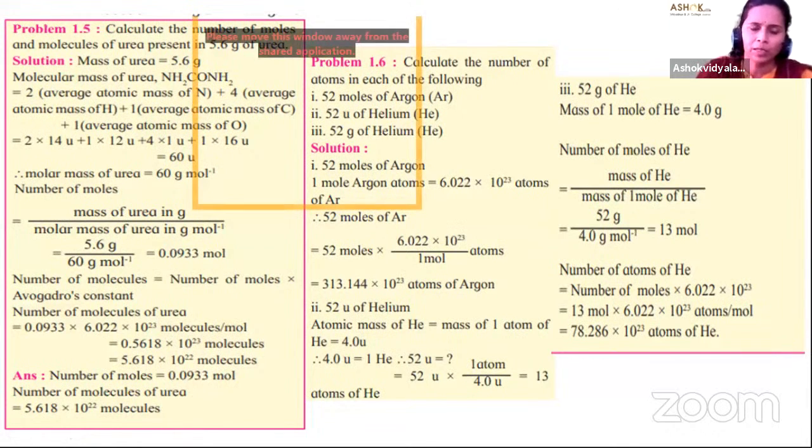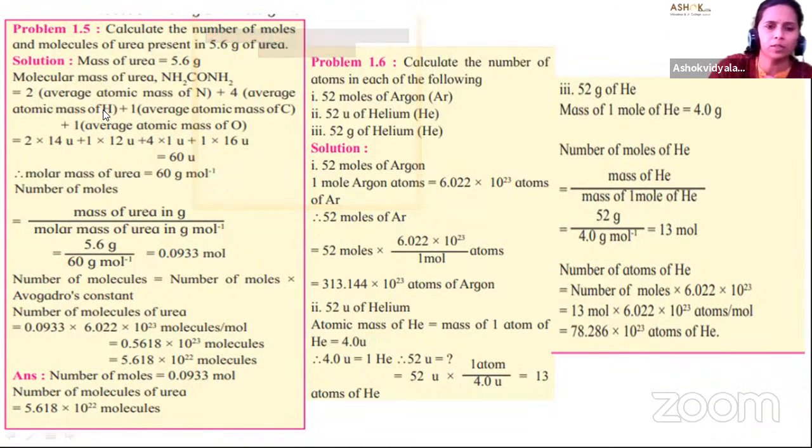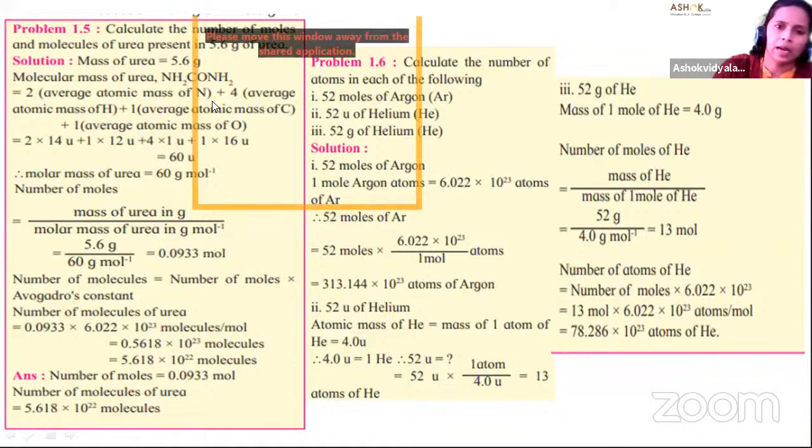So what is molecular mass, student? It is the total of the average atomic masses of the atoms present in the given molecular formula. So the formula is NH2CONH2. Let's first take nitrogen. The number of nitrogens is 2, so 2 into the average atomic mass of nitrogen, plus the number of hydrogens is 4, so 4 into the average atomic mass of hydrogen, plus the number of carbon is 1, so 1 into the average atomic mass of carbon. And lastly, the number of oxygen is 1, so 1 into the average atomic mass of oxygen.